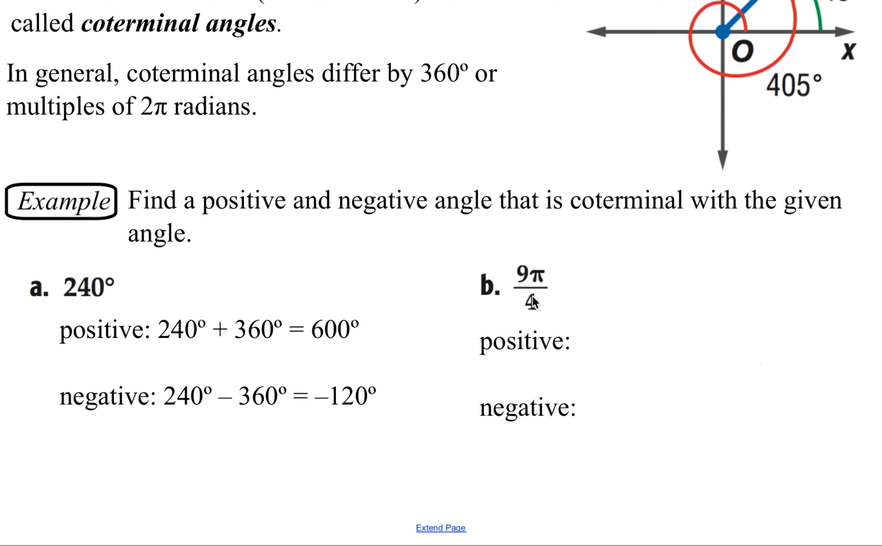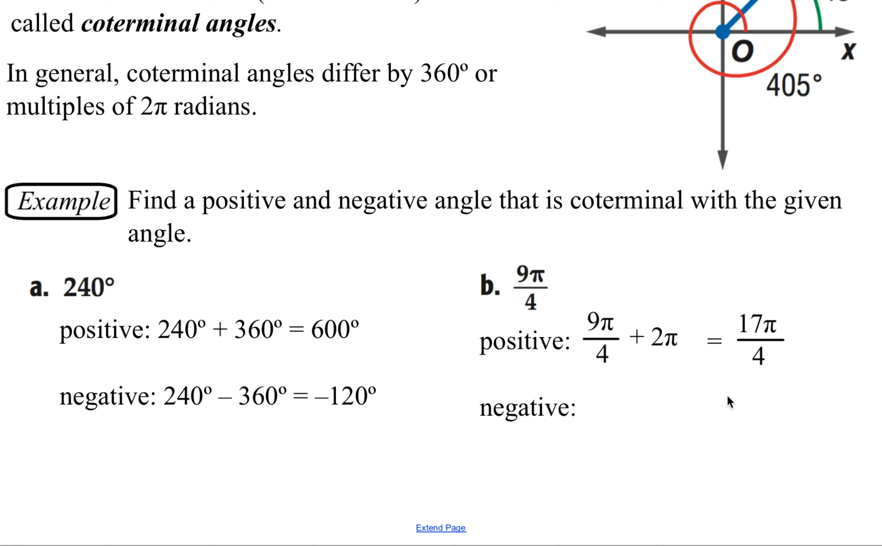In radians, I have 9 pi over 4. So for a positive angle, I can just add 2 pi to that. And 2 pi, we need to have this in terms of fourths, right? So that'd be 8 pi over 4. So getting a common denominator here before we add that together, 8 pi plus 9 pi is 17 pi over 4. So it gives us 17 pi over 4.